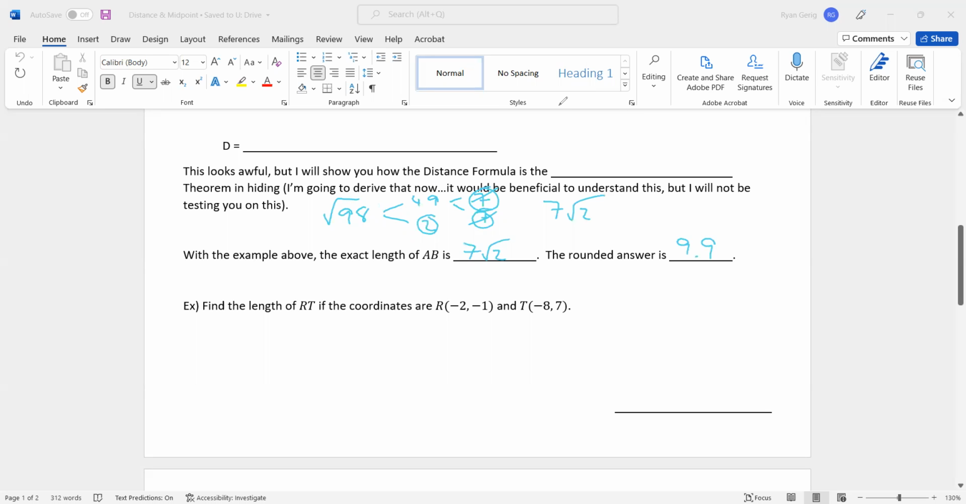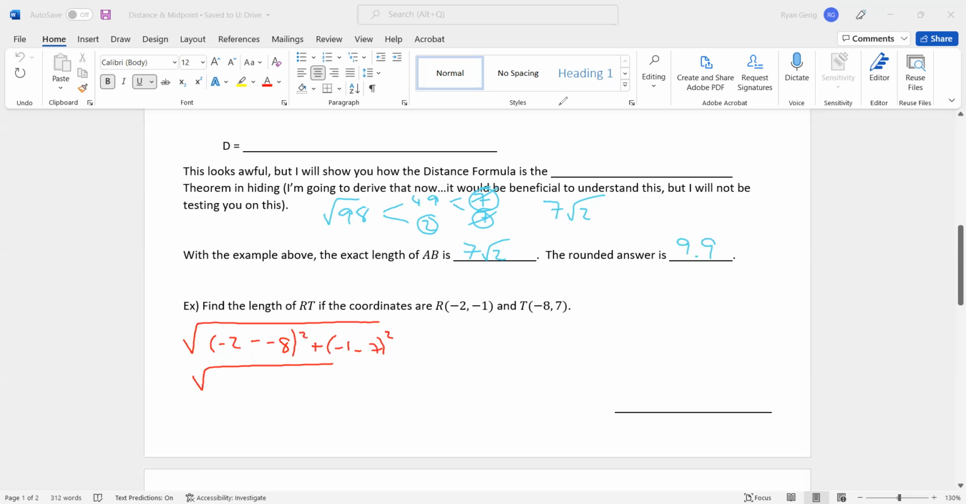All right, so you could do the formula. X1 is -2. X2 is -8. Oops, hold on, that's not a comma. Y2 is -1 and 7. Okay, you can do that if you want. You can probably see that there's going to be potential for a lot of mistakes. You got a lot of negatives going on. You got to be careful here.